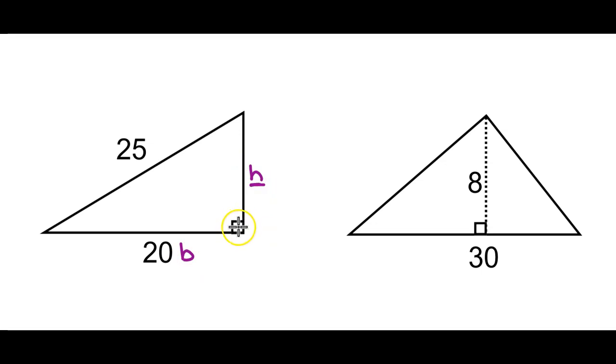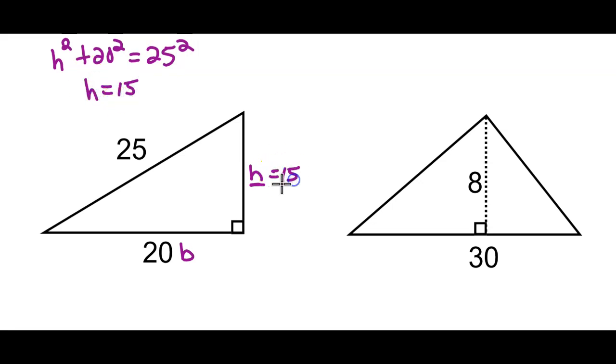Since it's a right triangle and I know two sides, I can use the Pythagorean theorem. In this case, h is the unknown side. I've got h squared plus 20 squared equals 25 squared. Solving for h, I get h to be 15. So the height here is 15. For my perimeter, the perimeter is going to be all three sides added up. So I get 20 plus 15 is 35, and then 35 plus 25 gives me 60.